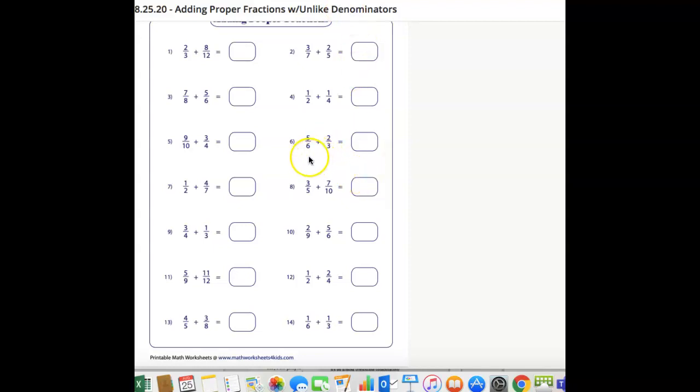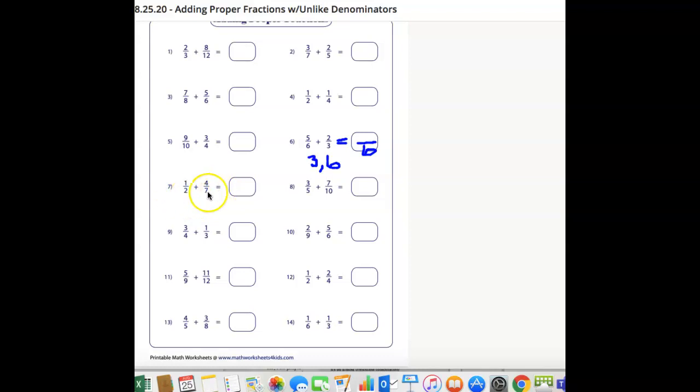Okay, so if you do the multiples of 3, 3 times 1 is 3, and 3 times 2 is 6. Right there you've got a common multiple. So when you add these, keep the 5/6, because you can use the denominator 6. Then you're going to change 2/3 to sixths, and then you're going to add the numerators. All right?